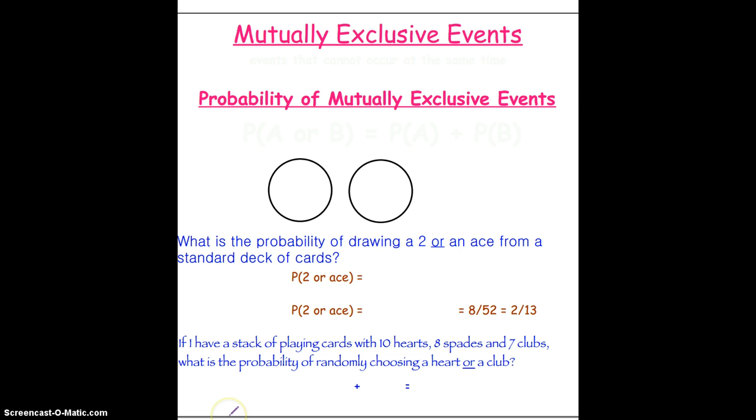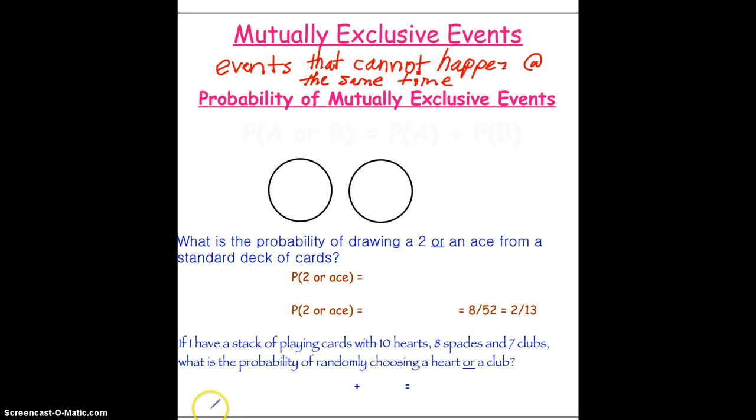The first special case that we're going to talk about is mutually exclusive. Mutually exclusive means a series of events that cannot happen at the exact same time. If you look down here, this gives you a preview: the probability of drawing a 2 or an ace. When you draw, you're going to get one or the other. There's no case where it's going to be a 2 and an ace.